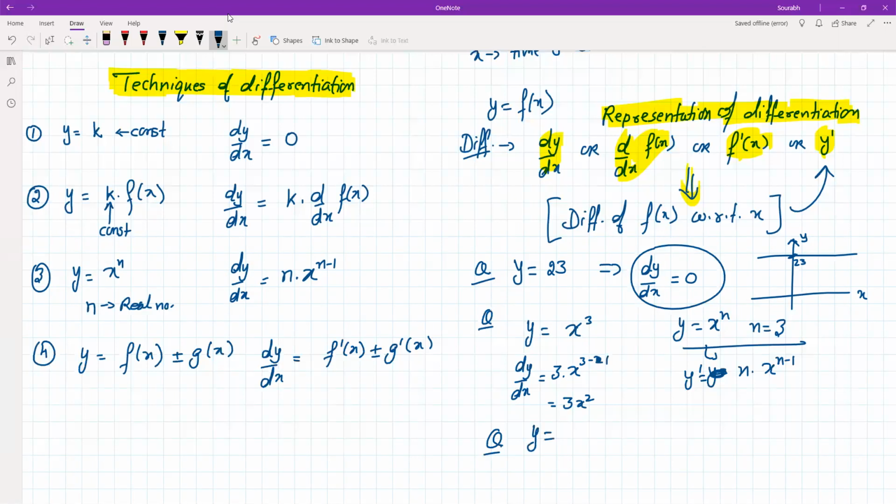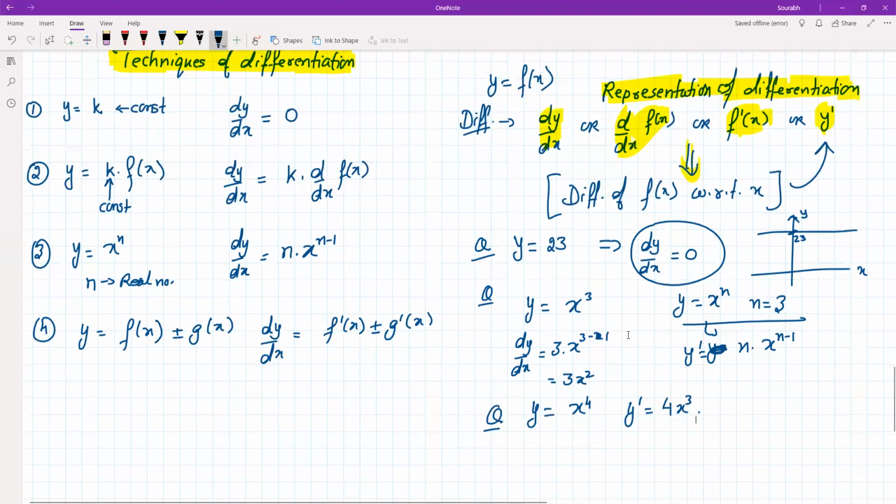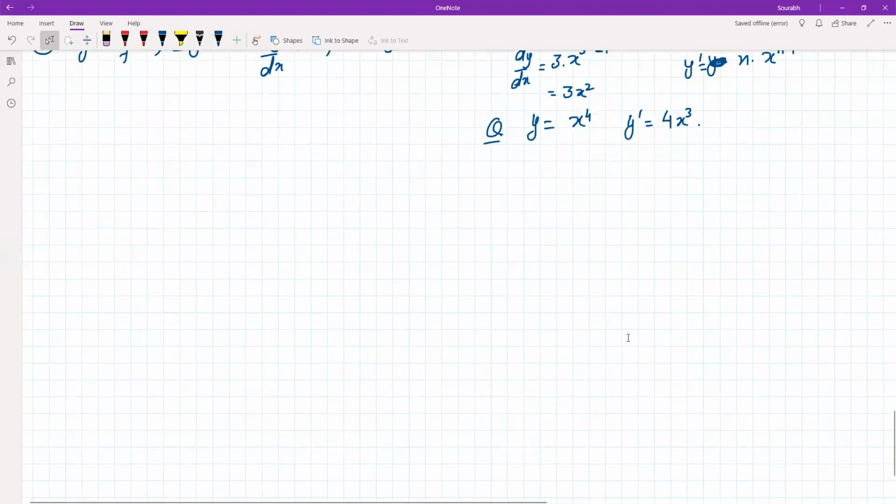Now suppose we have y equals x to the power 4. Now tell me fast, what will be y dash? So it will be 4x cube. Easy? Yes. So that is the application of the third rule here. Moving to the next. We'll stick to the third itself.